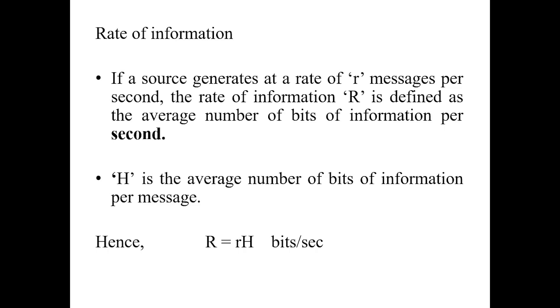The next topic is rate of information. If a source generates r messages per second, the rate of information capital R is defined as the average number of bits of information per second. H is the average number of bits of information. You can find the rate of information as R equal to r into H, expressed in the unit of bits per second.